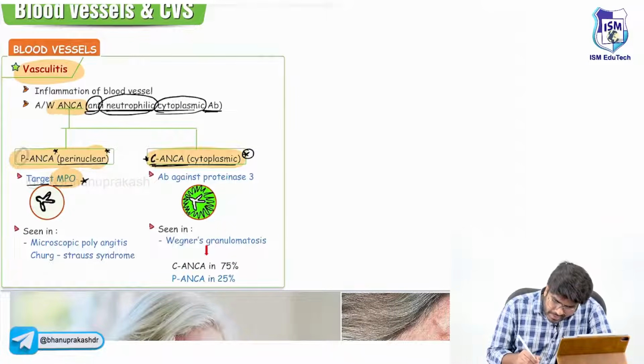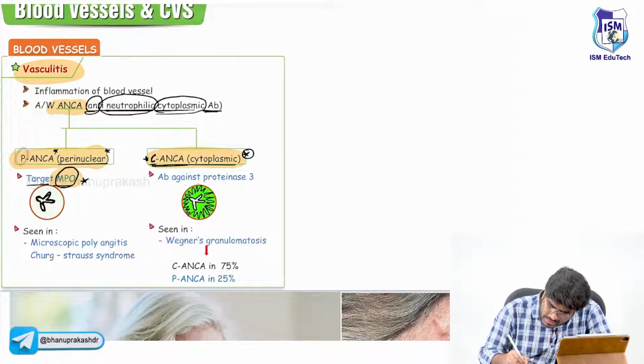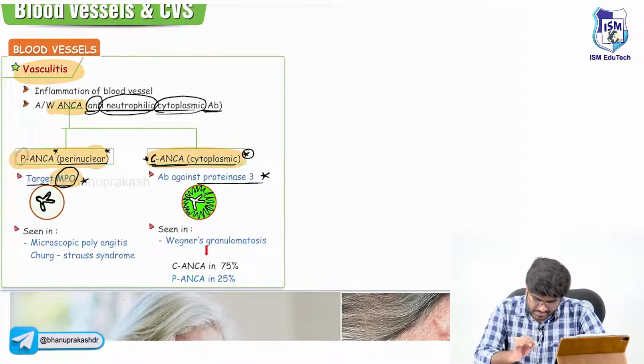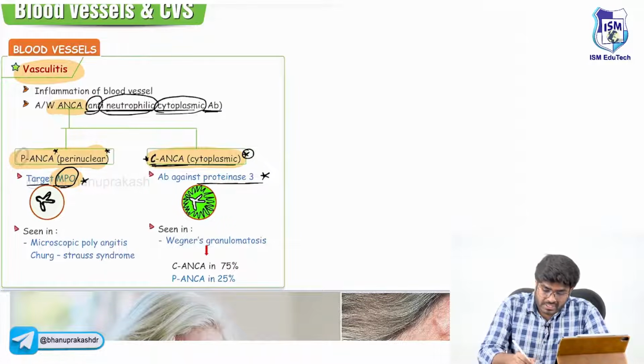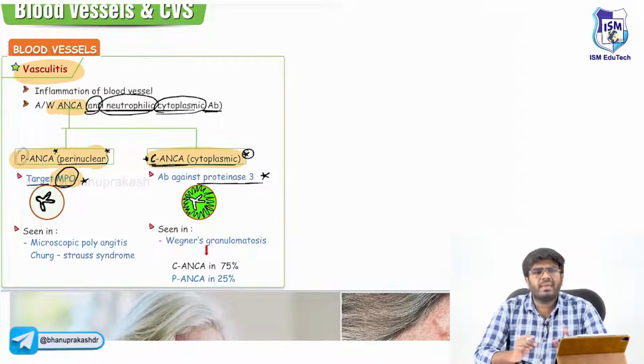P ANCA is produced against the myeloperoxidase. Then C ANCA is produced against an enzyme called proteinase 3. Done. Now, the questions which will come in your exam. From here, these are the exam questions. So, okay, P ANCA, C ANCA, two types of ANCA are there. Okay, understood.